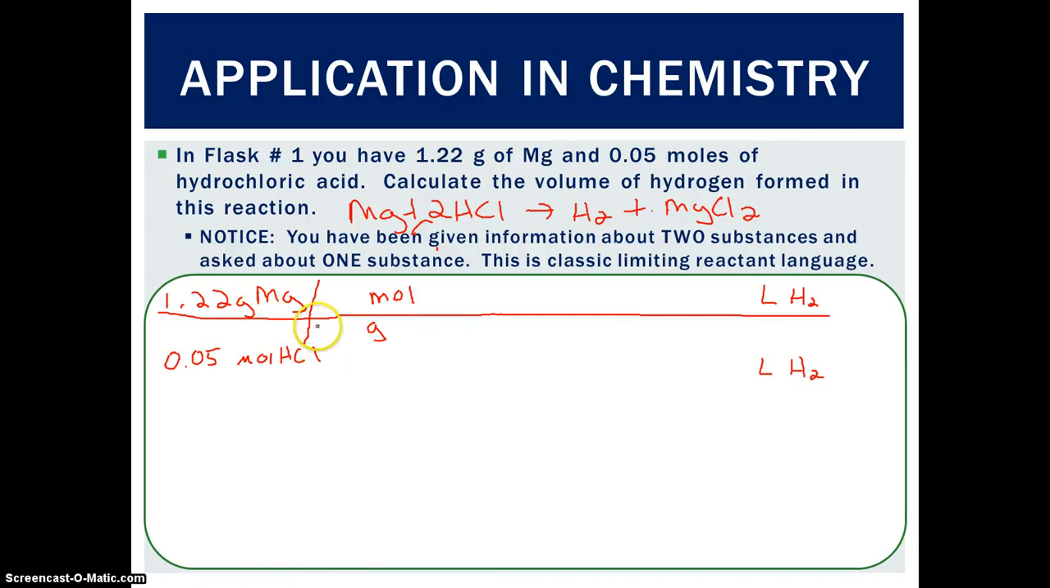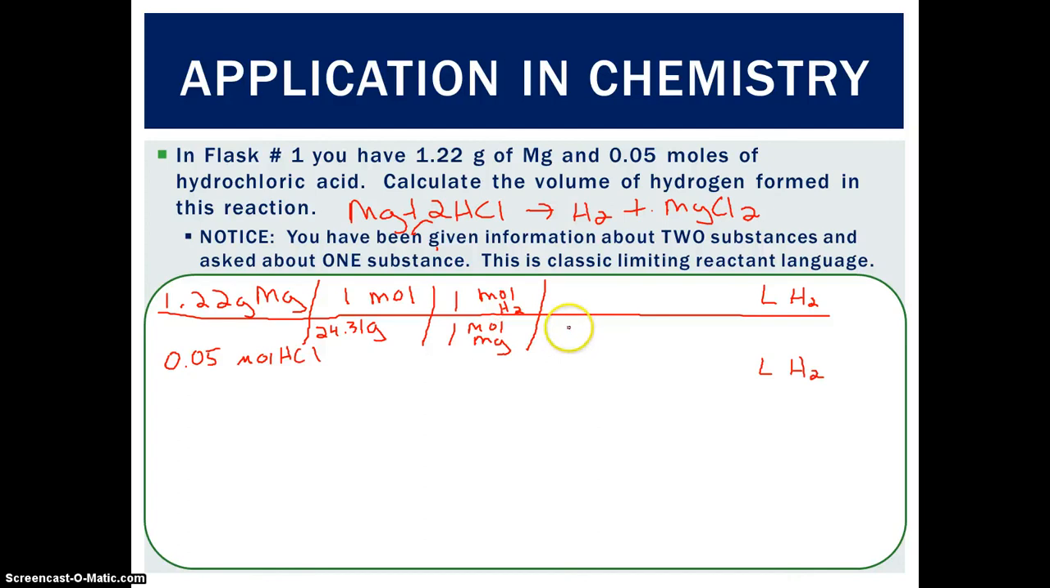So the molar mass of magnesium is 24.31 grams per 1 mole. Okay. Now I need to convert from moles of my given, moles of magnesium, to moles of my unknown, moles of hydrogen. These numbers, remember, come from the balanced equation. So in front of hydrogen, I have a 1. In front of magnesium, I have a 1. For every magnesium I react, I make 1 mole of hydrogen.